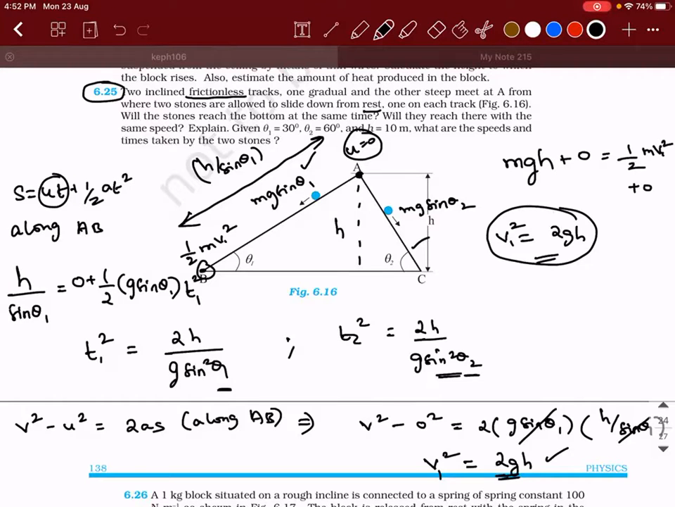So what you can conclude is they both will have the same speed, but the time taken will be different. I did these mathematical expressions because they asked us to calculate the time taken. So you have to substitute all the values here and find it out. I hope you guys can do that part. Sir, actually, time taken will be root of those things, right? Yeah, root of 2h divided by g sin square theta.